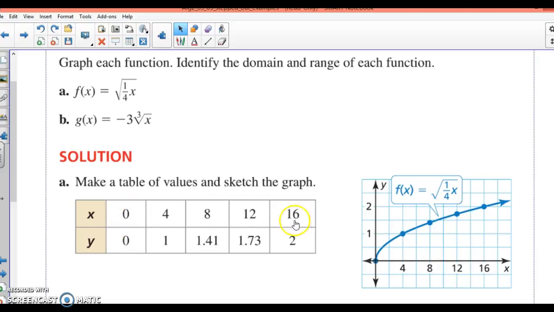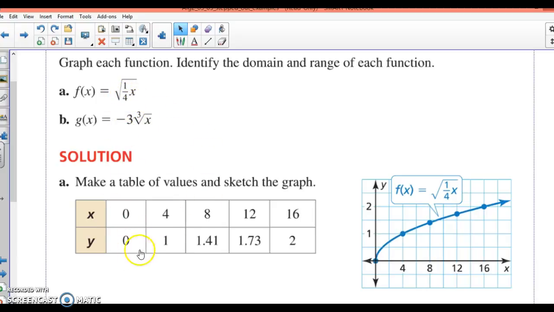The x values that I pick, I usually want to pick 0 because it simplifies things. The reason that these values were picked, the 4, 8, 12, and 16, is because if I look at this fraction, I'm looking at 1/4. So if I pick an x value that's a factor of 4, or that's a multiple of 4, I can simplify and get whole number solutions, which kind of makes things easier.